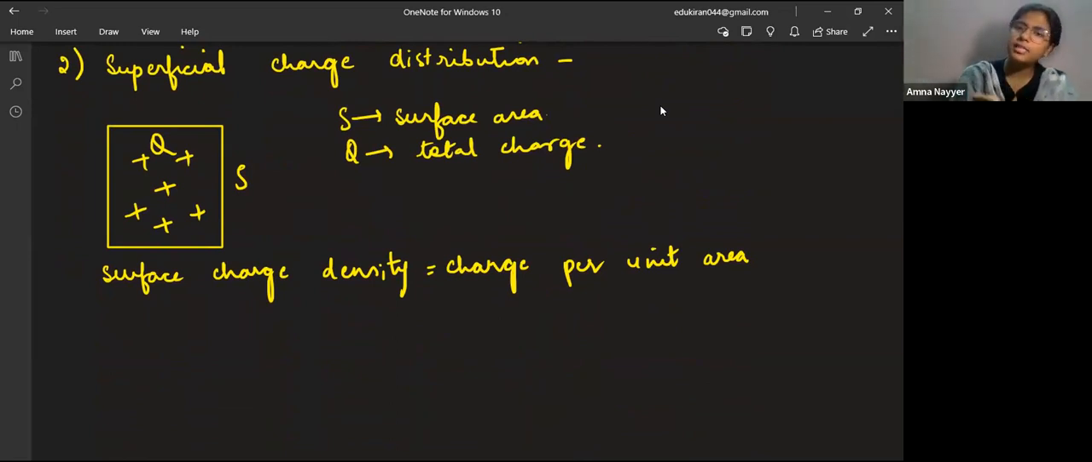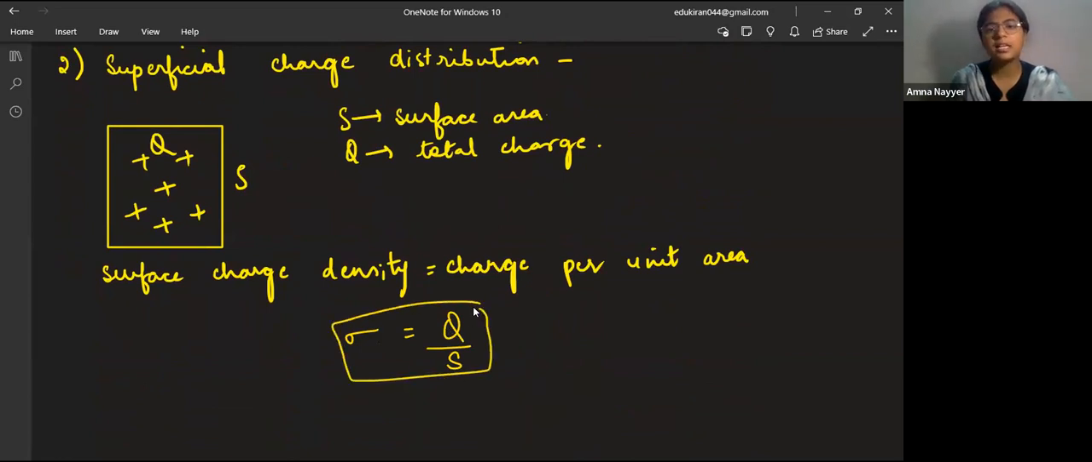So S is the surface area of a surface, Q is the total charge. So surface charge density is charge per unit area. We represent it through sigma. Lambda was for linear, this is for superficial. So charge per unit surface area. Same thing, this you will use for uniform. Now you'll be able to manage.